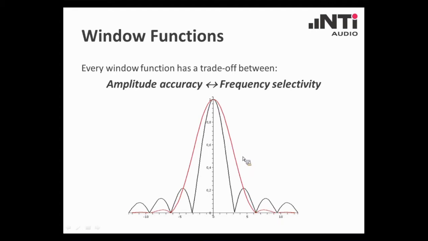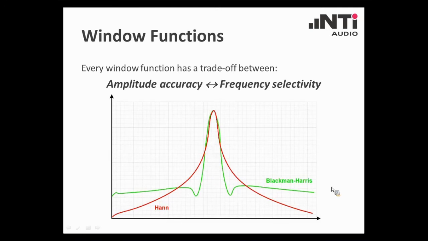On the other hand, you can also see that the red curve is much wider compared to the black one. So the singular frequency that stands behind the input signal is less clearly visible with the red window function compared to the black window function. On the other hand, the black window function has the drawback that the damping of these side lobes is less strong than with the red one. So that visualizes this inherent trade-off between amplitude accuracy and frequency selectivity. There is no window available that handles both in an ideal way. It's always a compromise.